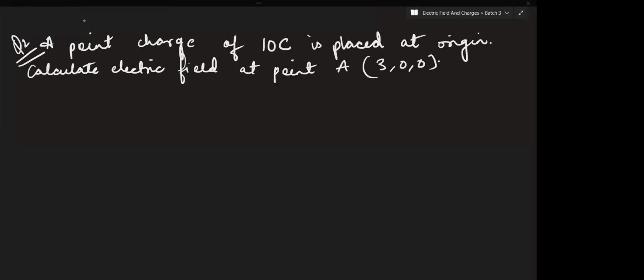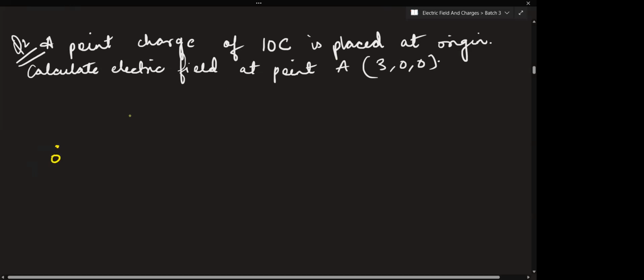See, it says a point charge of 10 Coulomb is placed at origin. Calculate electric field at point A. And the point A is given to you at 3, 0, 0. It means this is your origin. At origin plus 10 Coulomb has been kept. This point is A. 3, 0, 0 means this is 3 meter. You have to find out the electric field.